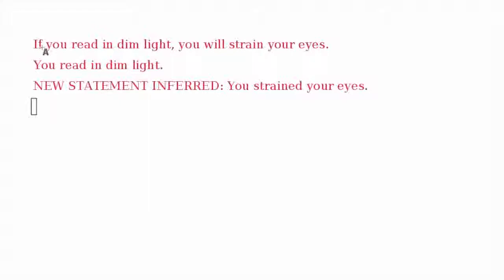Okay, by the way, this is a good time to bring up some other terms. When you have some assumptions, like I started out with 1 and 2, I said let's just assume that those are true. Let's assume if you read in a dim light, you'll strain your eyes, and then you read in a dim light. Those you can call assumptions. So we have assumption 1 and assumption 2.